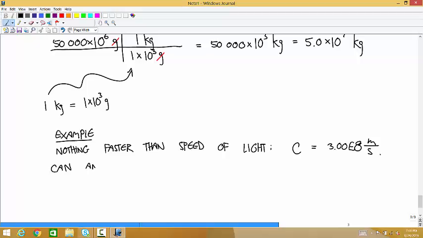So the question is, can anything move at 150 kilometers per microsecond? So we're just going to re-express 150 kilometers per microsecond in meters per second, and then we can compare those numbers.